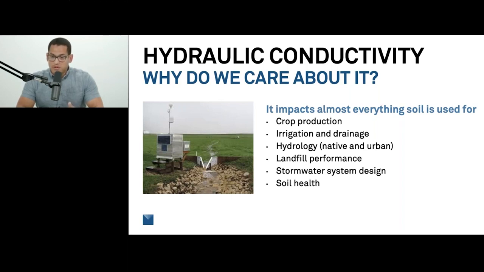It's also useful in understanding landfill performance, whether we're looking at landfill covers that are designed to prevent infiltration, or ET covers that are designed to store the water and evaporate it so it doesn't infiltrate into the landfill, things like that. And then, of course, the topic of much popularity nowadays is soil health. We understand that infiltration and hydraulic conductivity is one of those parameters that's indicative of a more healthy soil system. So it's a really important measurement.